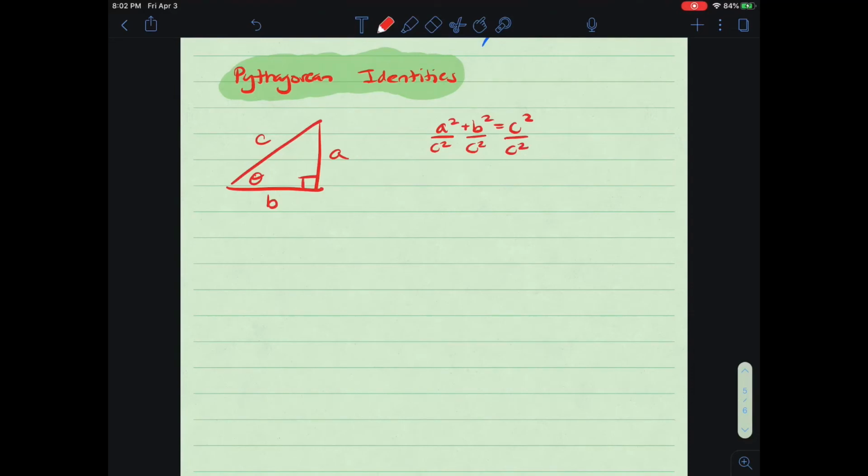Now from here, I can rewrite this as a squared over c squared plus b squared over c squared equals c squared divided by c squared, which is just 1. I can go a step further and rewrite this as (a over c) squared plus (b over c) squared equals 1. So looking at this right triangle, I notice that sine of theta equals opposite over hypotenuse, a over c. And I know cosine of theta, which is adjacent over hypotenuse, is b over c.